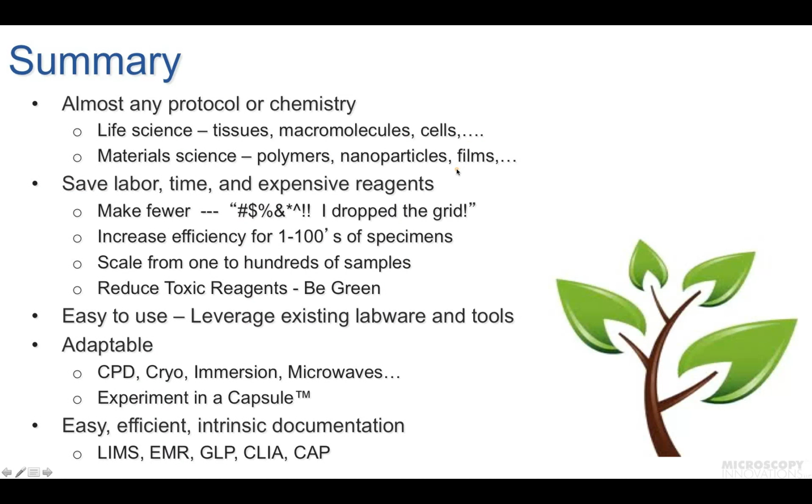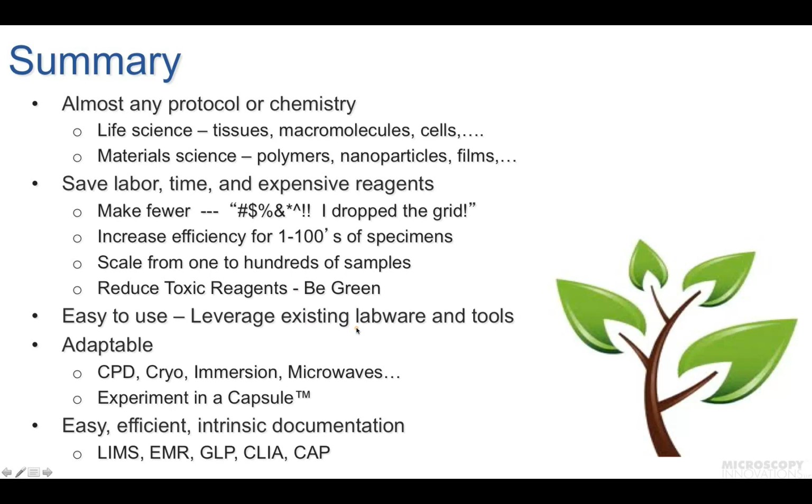Using mPrep capsules, we can save labor, time, and expensive reagents. We can make many fewer mistakes where one drops or mixes up grids. We can increase the efficiency for processing a single sample or dozens of samples or even potentially hundreds of samples. It's easy to scale the process from 1s to hundreds of samples. And because we can cut reagent consumption, and I demonstrated dropping consumption by about an order of magnitude, we can be much greener in our laboratory practices by eliminating a lot of the consumption of things like uranyl acetate and osmium. They're very easy to use.